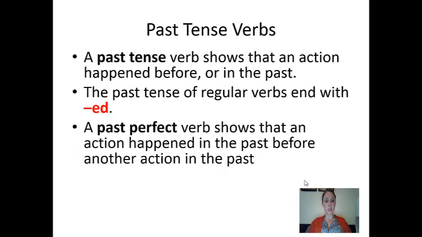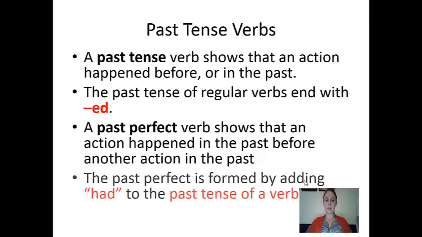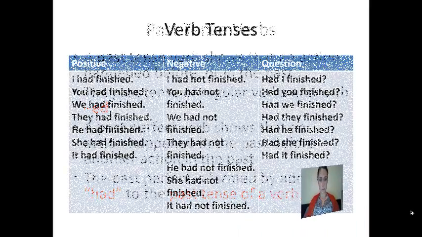For us today, we're going to talk about past perfect. A past perfect verb shows that an action in the past happened before another action in the past. To form a past perfect, all you have to do is add had to the past tense of a verb. So let's take a look at what that looks like in action.